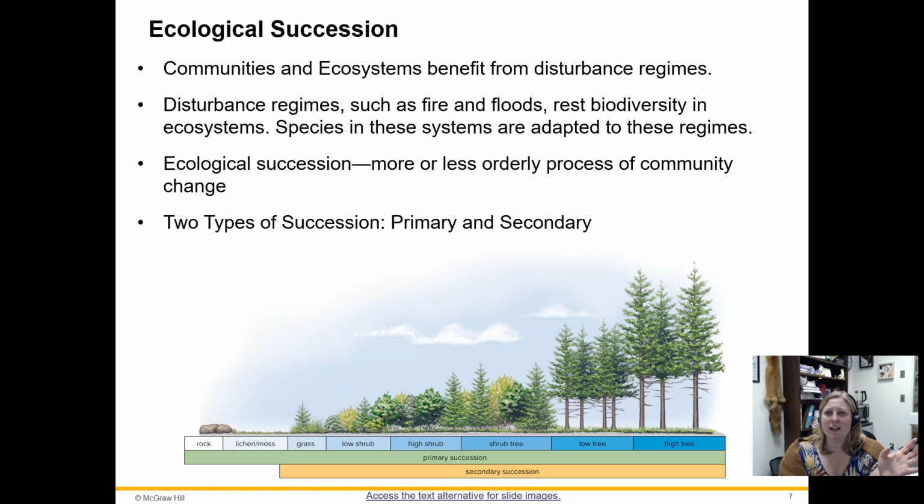If you've ever done clear cutting in the back of your yard, or if you've ever just left your yard and not mown it for a while, you're going to see some secondary succession occurring because you're allowing those plants to grow and become effective. And then you're going to see the biodiversity of your yard change.